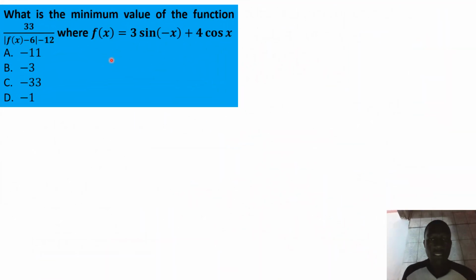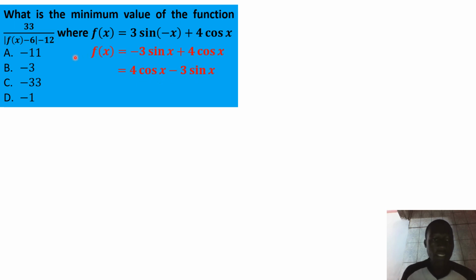Okay, so the first thing I would like us to identify is that the function sine x is an odd function. So sine of negative x will be written as negative sine x. So doing that, we convert our f of x to resemble this, that is f of x equal to negative 3 sine x plus 4 cos x. Now if we rewrite it, we are going to get 4 cos x minus 3 sine x.